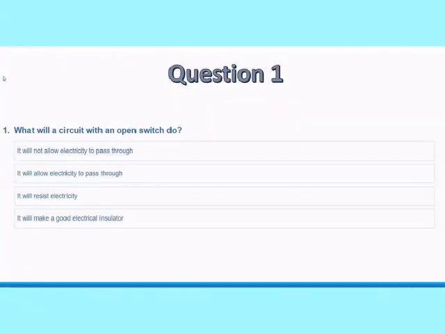Question 1. What will a circuit with an open switch do? A. It will not allow electricity to pass through. B. It will allow electricity to pass through. C. It will resist electricity. Or D. It will make a good electrical insulator. Pause the video now and record your answer.